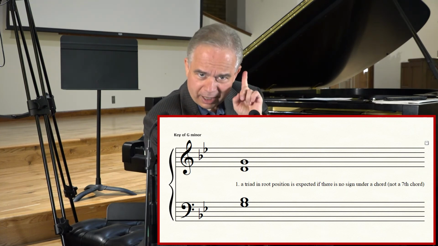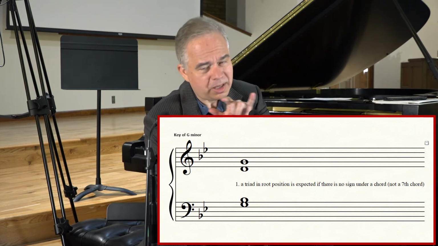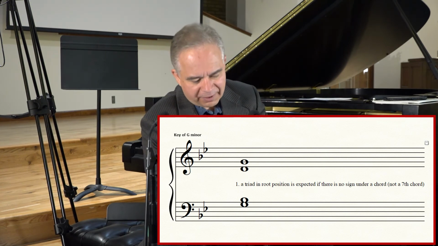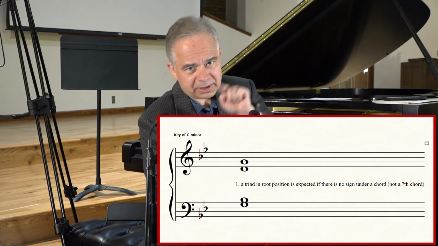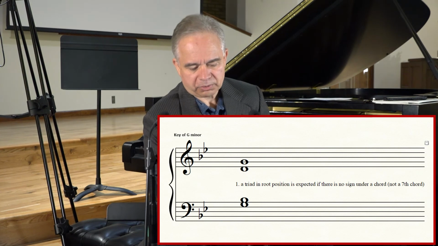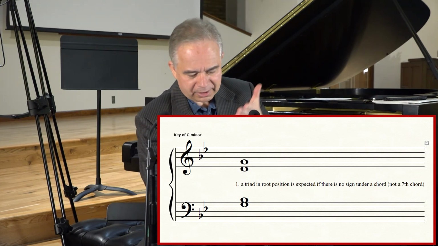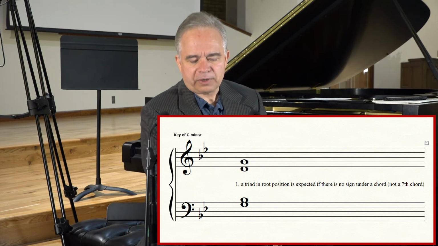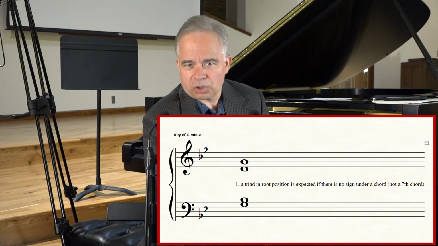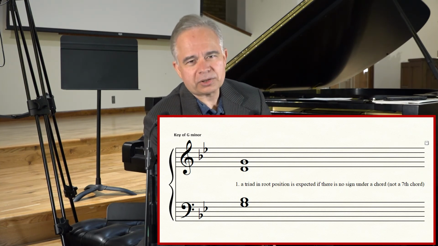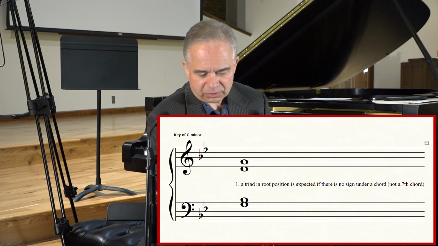Remember I said triad, meaning 3 notes, not a 7th chord. If it's a 7th chord, you have to notate it with a 7 in root position, right? To differentiate it from a triad that has no figures. So if you see no figures under a chord, you assume that it's a chord in root position as a triad, not a 7th chord, okay?